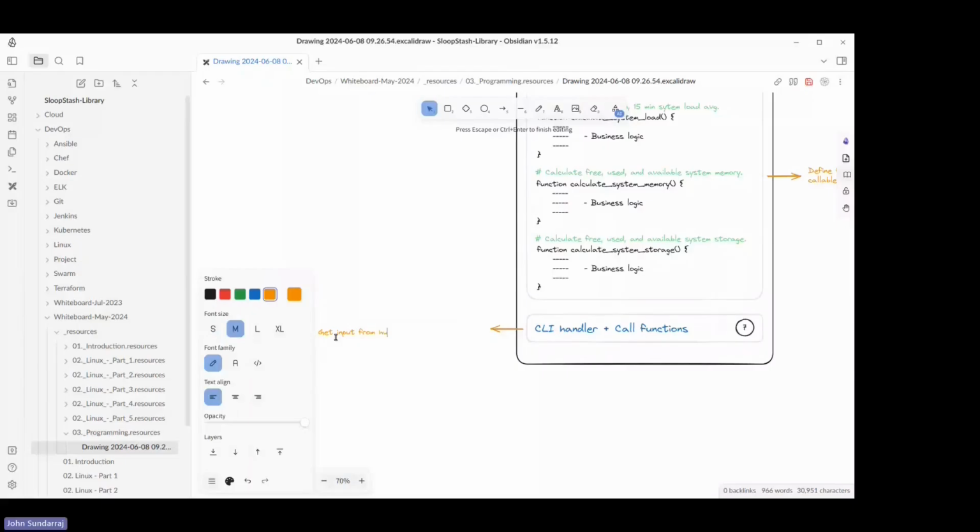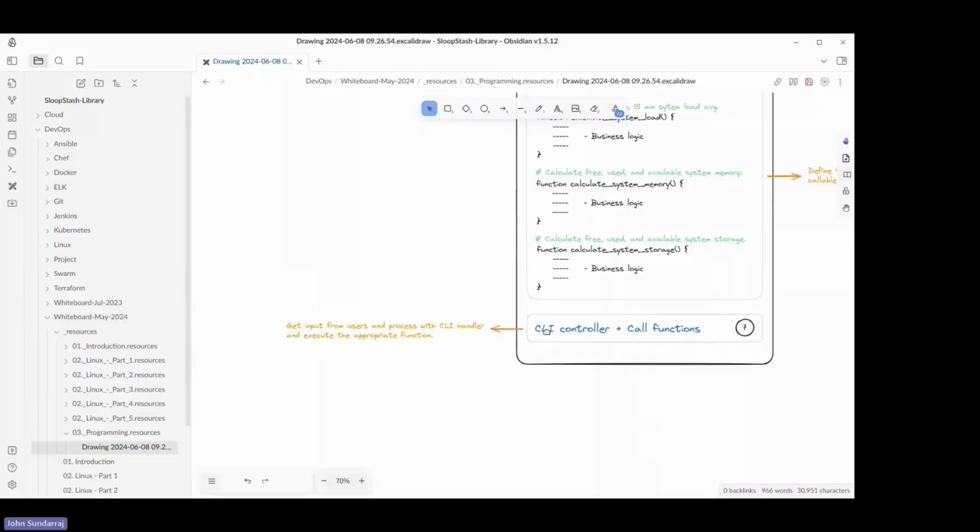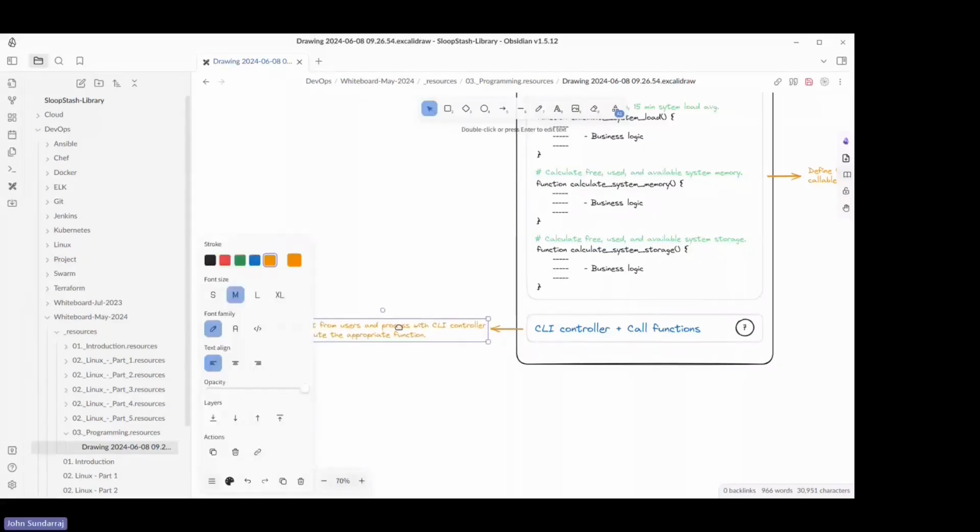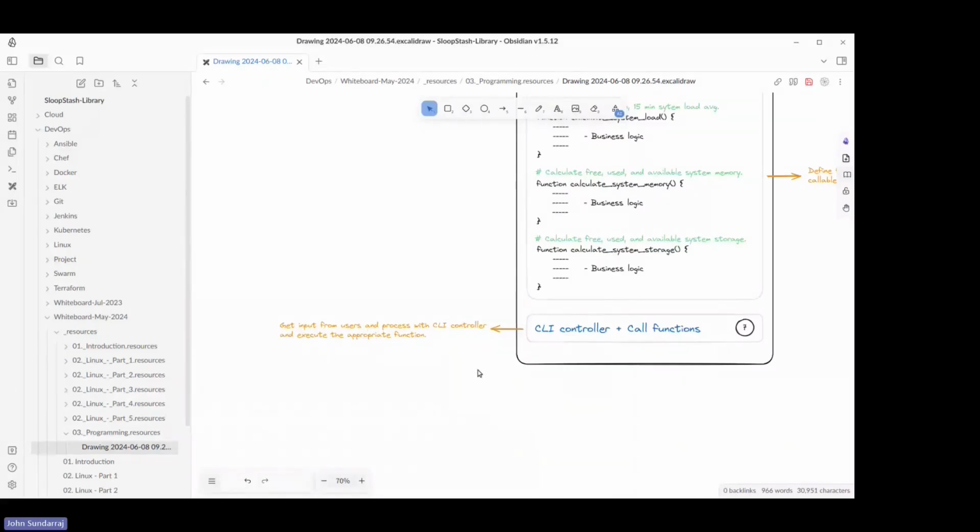Get input from humans, from system users, let's say users. Don't need to be more technical. Get inputs from users and process with the CLI handler and execute the appropriate function, spelling right or wrong. Maybe instead of handler, I can say controller. So, CLI controller. Get input from users and process with CLI controller and execute the appropriate function.